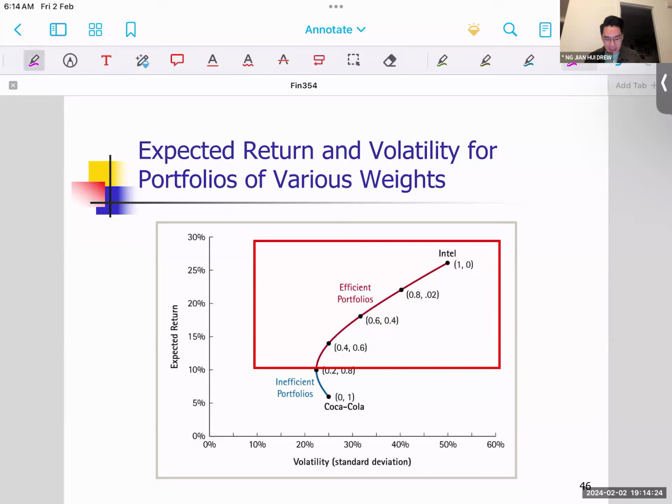So we see this curve as we plot. And this y-axis is expected return. The x-axis is volatility or standard deviation, right? So it's total risk.